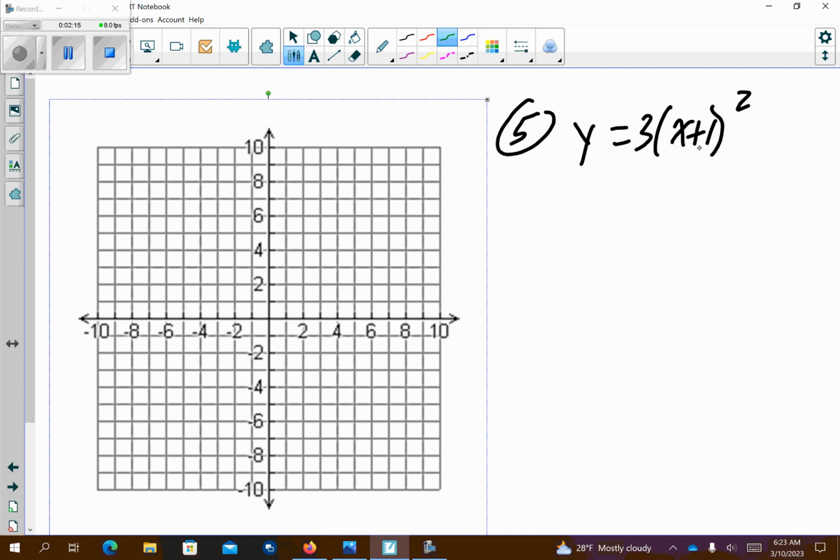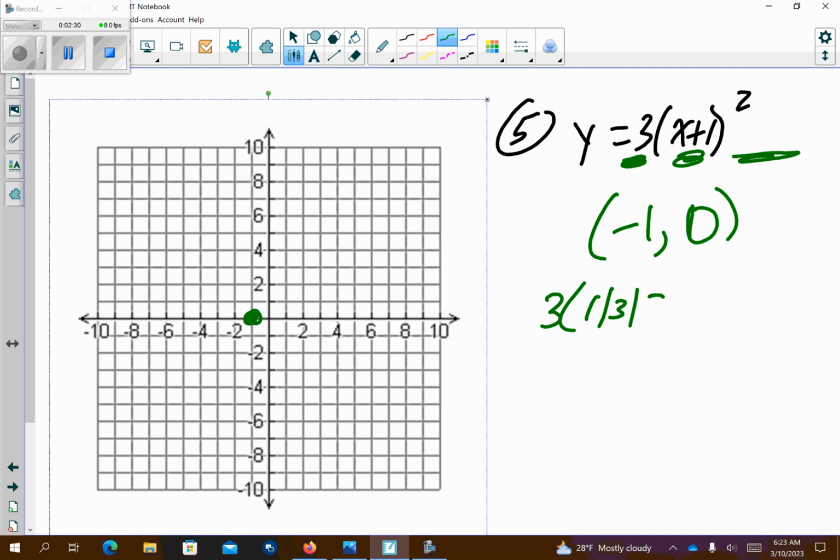Number 5. Okay, so this is going to go left 1, but there's nothing here. So that's just going to be 0. So negative 1, 0 is here. Our pattern graph now is going to be 3 times 1, 3, 5. So that's 3, 9, 15. And we don't use all of the numbers, but we use a couple of them. So let's see, I'm going to go right 1 up 3, left 1 up 3 from our vertex. I don't think I can go 9 more up. 9 more up would be up here someplace. So we'd have enough information to say this is a nice parabola.